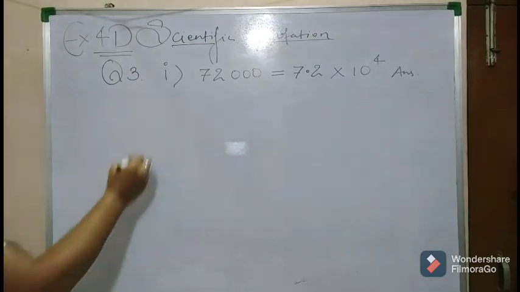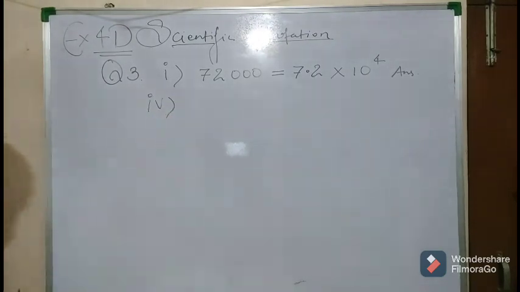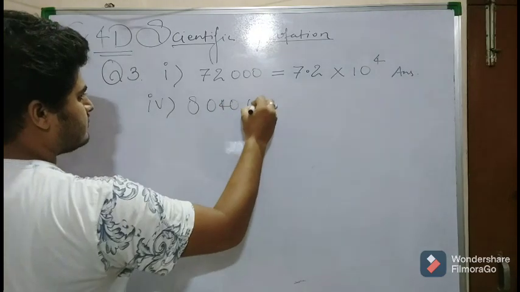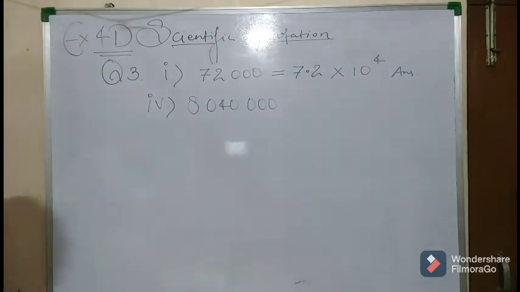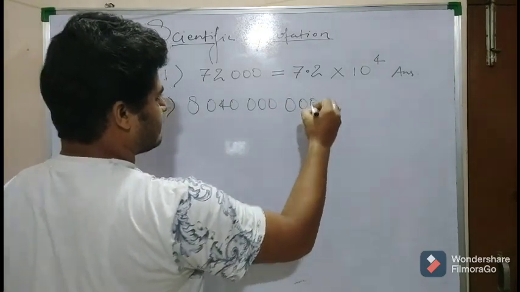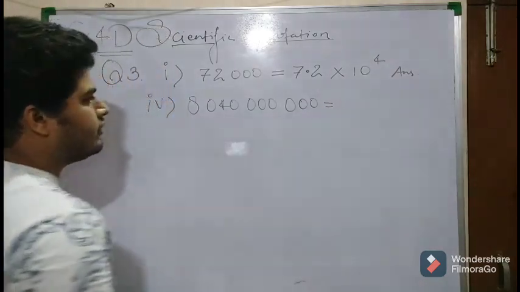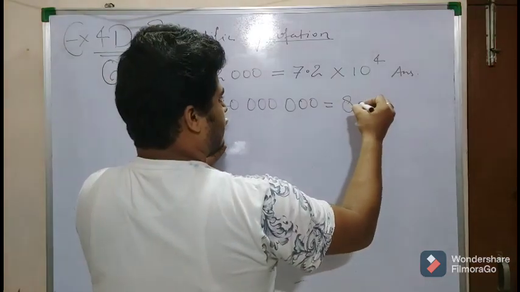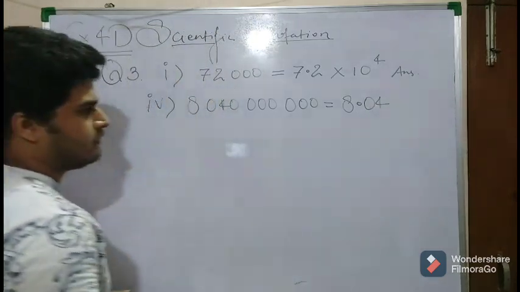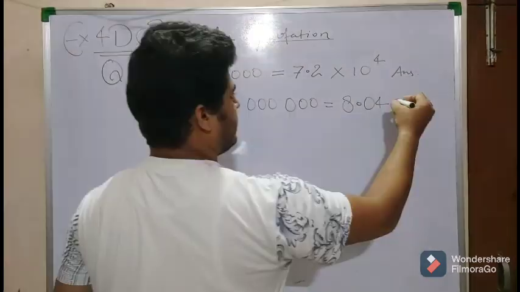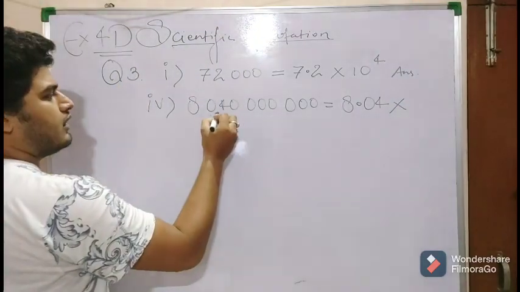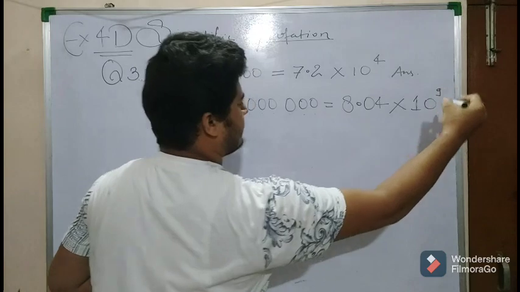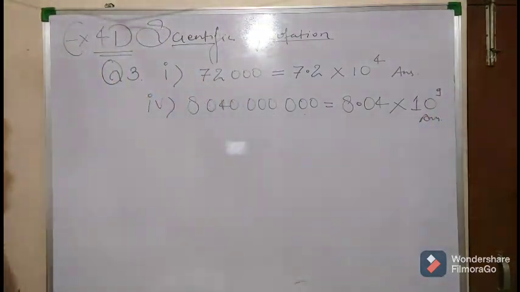In the same way, let's see the fourth part. In the fourth part, it is saying 8,040,000 and then the zeros. Now, in order to convert the first number to be between 1 and 10, we can write 804 as 8.04 multiplied by, count after the decimal, 1 2 3 4 5 6 7 8 9. So 10 raised to the power 9.